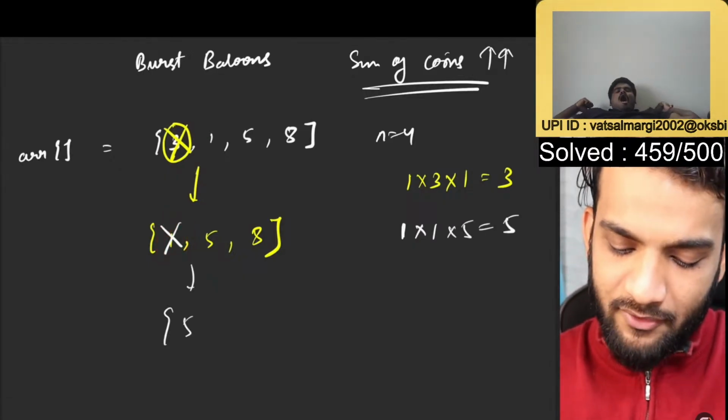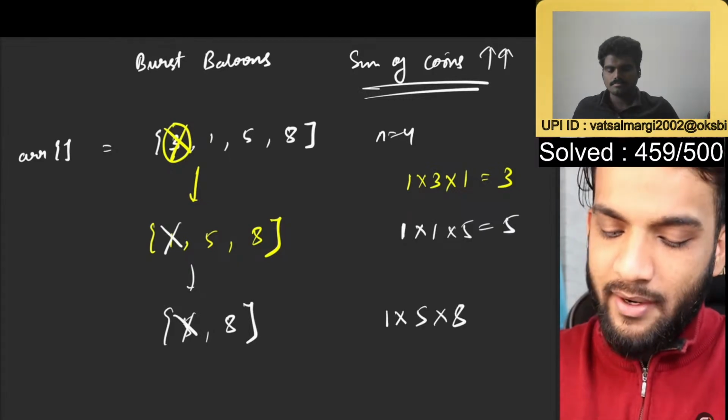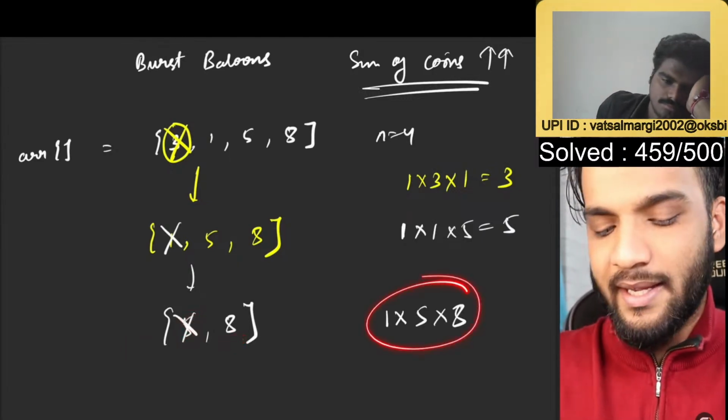Now after this you have 5, 8. Now I'm deciding that, hey listen, let's burst 5. So if you're bursting 5, you'll get 1 on the left, 5 itself, and 8 on the right. 1 on the left, 5 itself, 8 on the right. So I guess this will be 40.